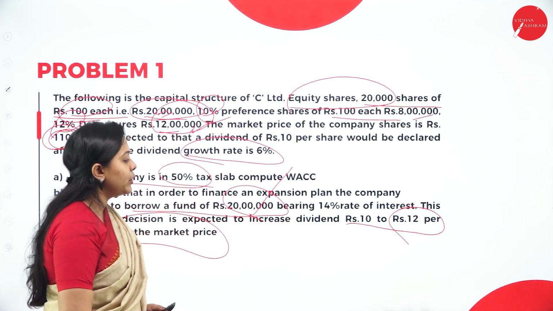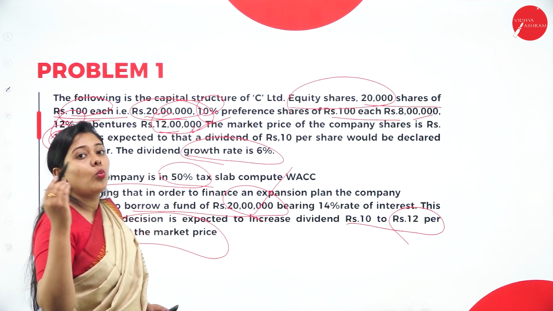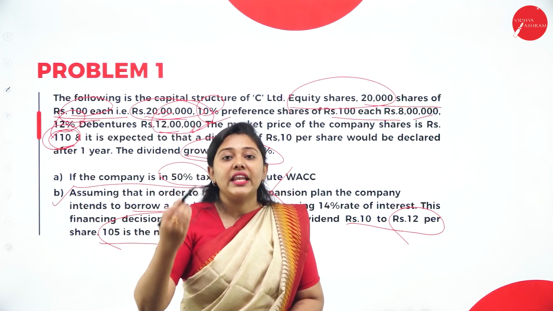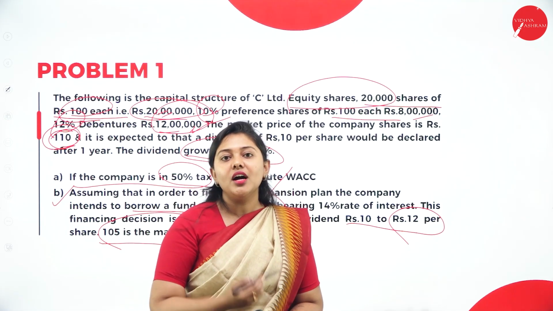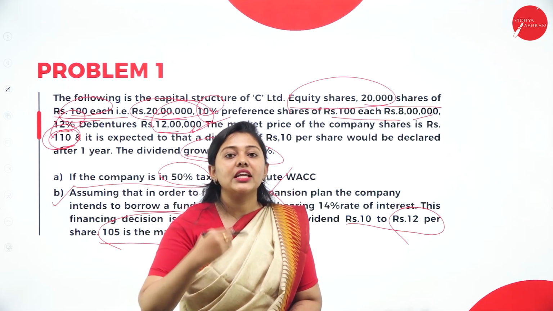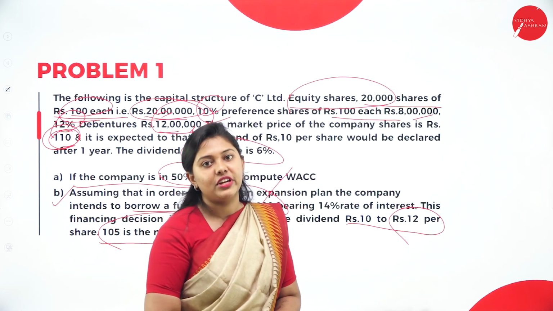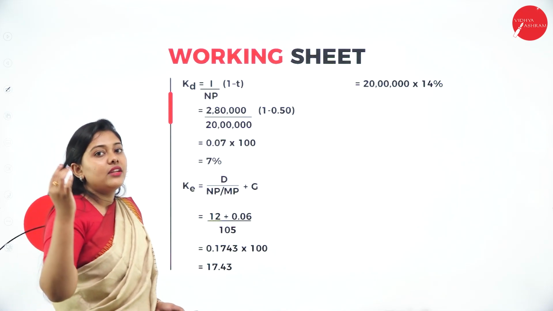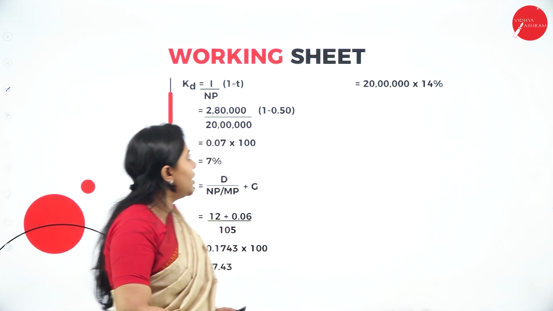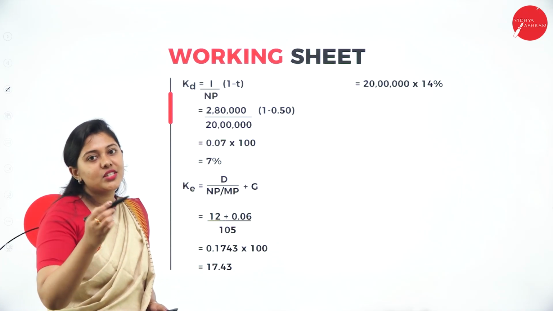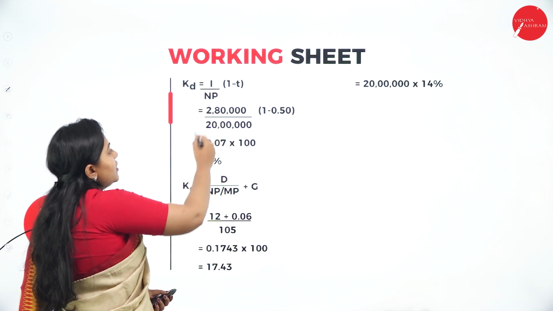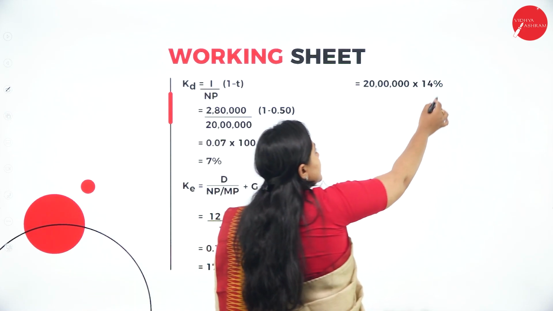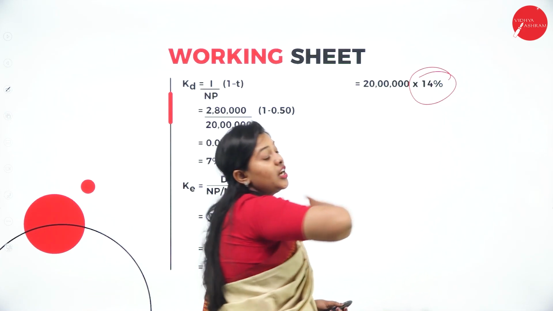So we have to compute the specific cost for 20 lakh debenture as well as cost of equity, because we are increasing the amount of dividend. So let us calculate that. Cost of debt, again rest of the information remains similar. Interest divided by net proceeds into 1 minus tax. Your interest will be 20 lakh into 14%. So 14% is the interest rate on rupees 20 lakh.